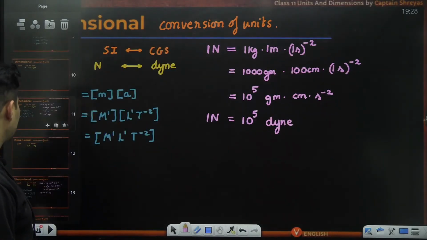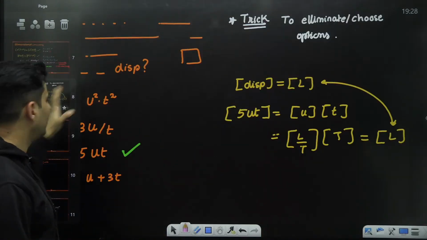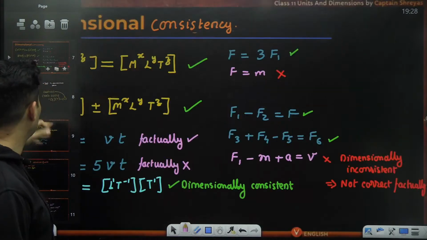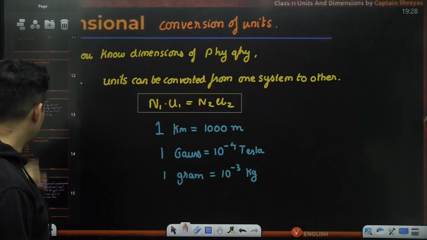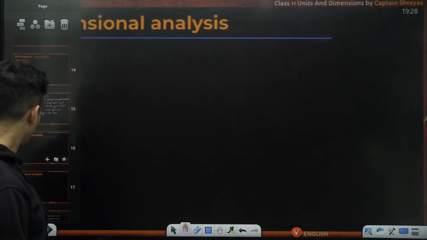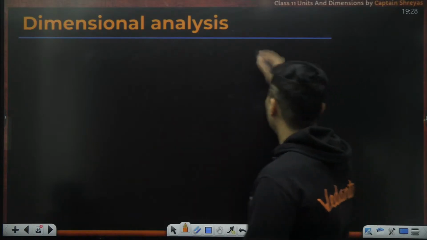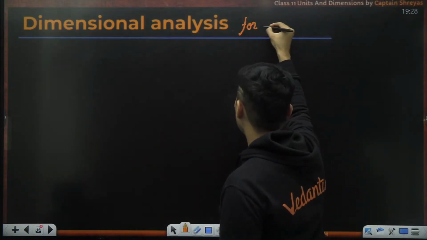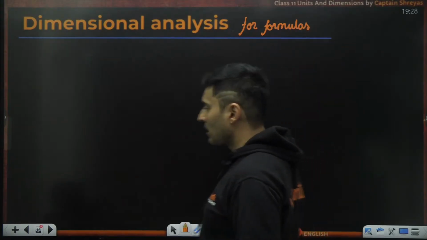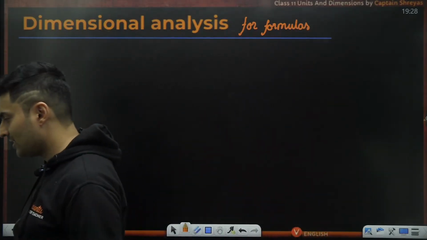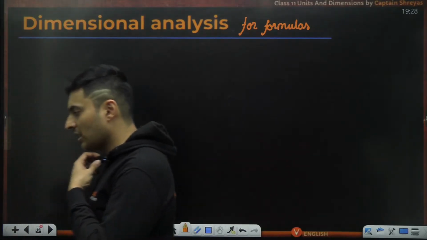Now that you are clear, the first use is to check the dimensional consistency and eliminate options and all of that. The second one was conversion of units, and we have seen quite a few examples of that. Now the third application, which is the most interesting, is dimensional analysis for formulas.